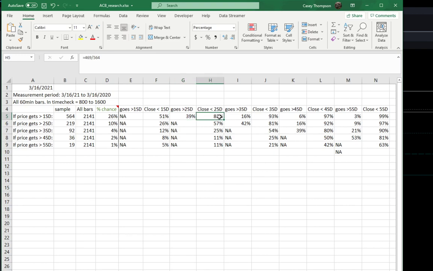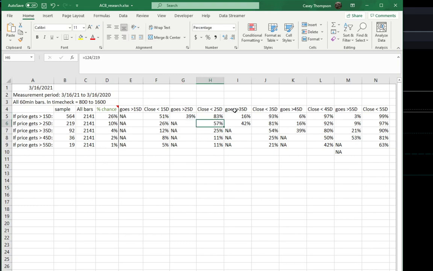Well, 83%. Now, that doesn't make sense, because if price gets above two standard deviations, you now have to go into this column and know when does it close underneath two standard deviations. At this point, it's actually a 50% chance, probably not even that. So it's a little bit higher, like a 60% chance that if it goes above two standard deviations, it'll actually close less than two standard deviations, right?